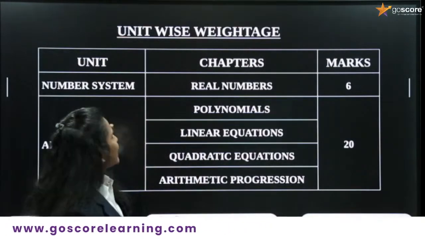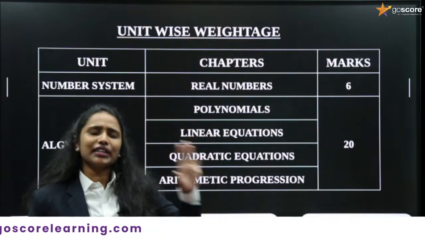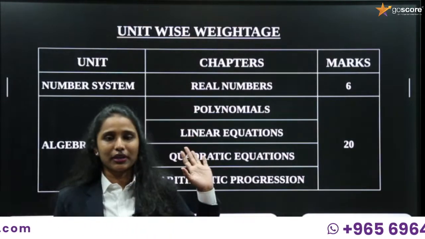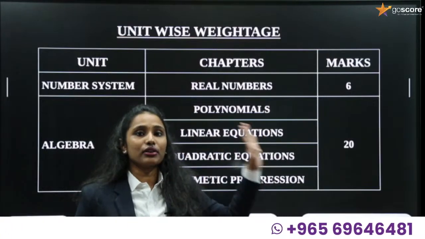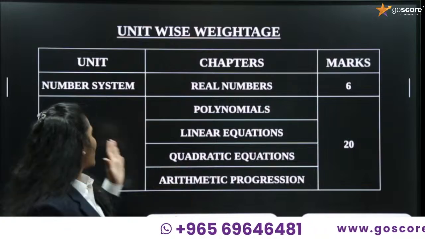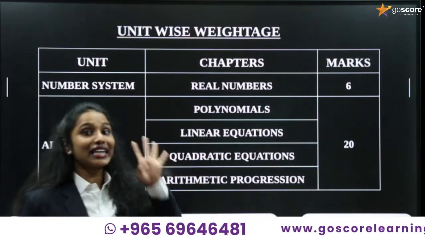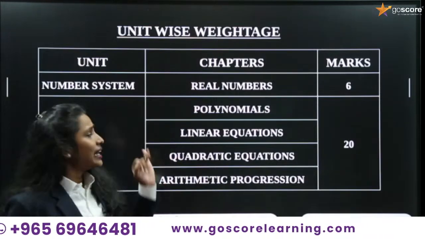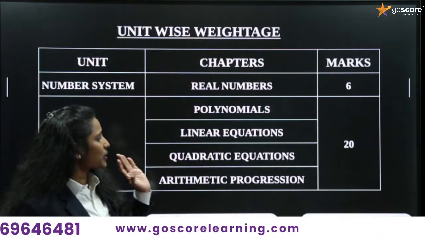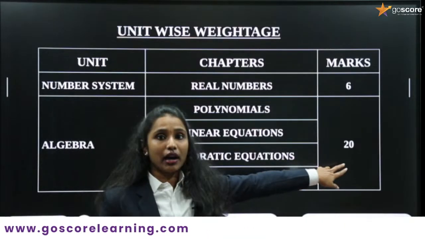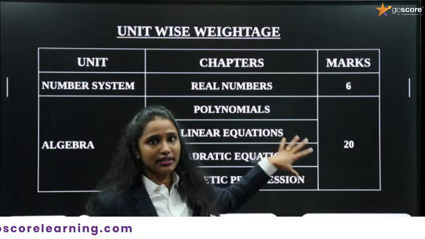First, number system, our first unit. It only has 1 chapter, real numbers, which carries a weightage of 6 marks. Now the important one, algebra, which has 4 chapters: polynomials, linear equations, quadratic equations, and arithmetic progression. It has 20 marks, so give some focus there.